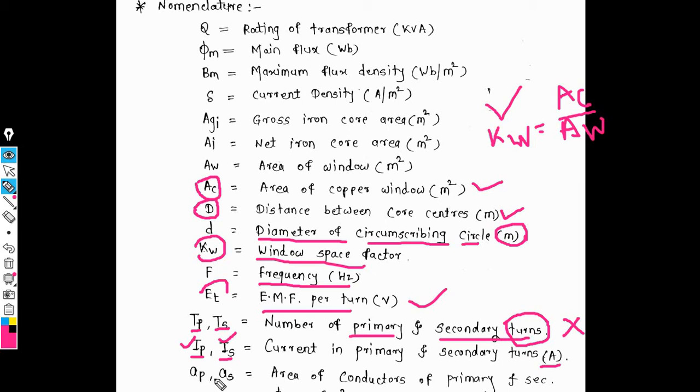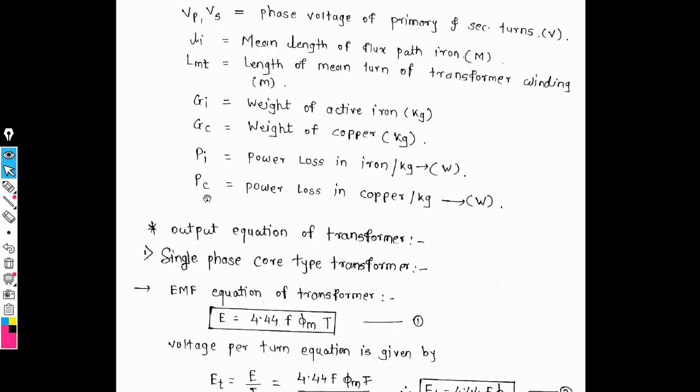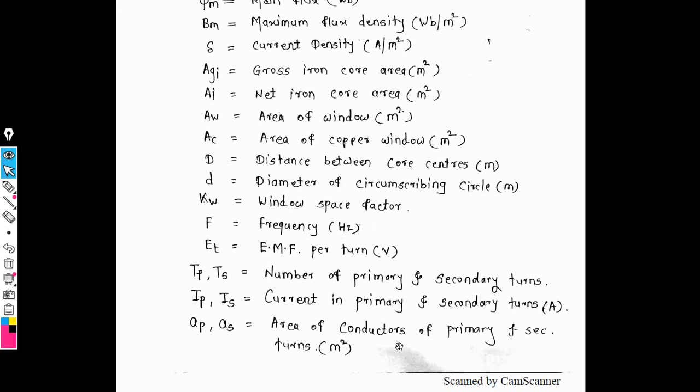Then AP and AS, that is the area of conductor of primary and the area of conductor of secondary. This is the nomenclature used in design of transformer, may be single phase or three phase transformer. The area of conductor of primary and secondary turns is measured in meter square.